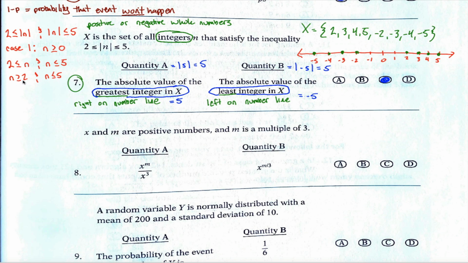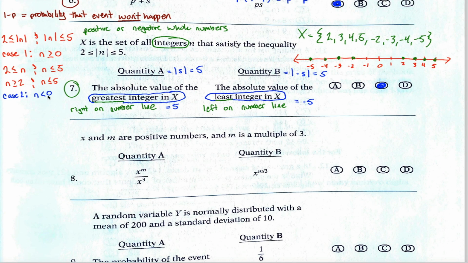Oh, that makes sense. That's talking about the numbers 2, 3, 4, and 5. Those were the first 4 numbers we came up with when we enumerated our set. But that's just case 1, the case where n is greater than or equal to 0. There's also case 2. Case 2 is where n is less than 0.